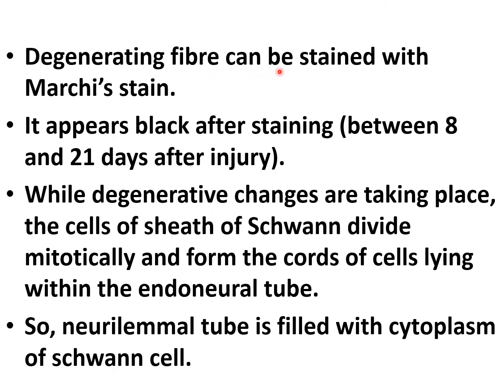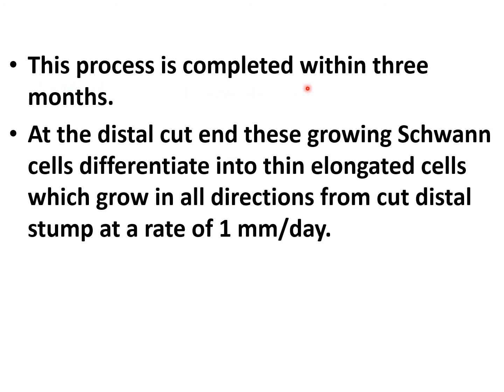Now the degenerating fiber can be stained with Marchi's stain and it appears black after staining. While degenerative changes are taking place, the cells of the sheath of Schwann divide mitotically and form rows of cells lying within the endoneurial tube. So the neurilemmal tube is filled with the cytoplasm of the Schwann cells. This process is completed within 3 months. At the distal cut end, these growing Schwann cells differentiate into thin elongated cells which grow in all directions from the cut distal stump at a rate of 1 mm per day.